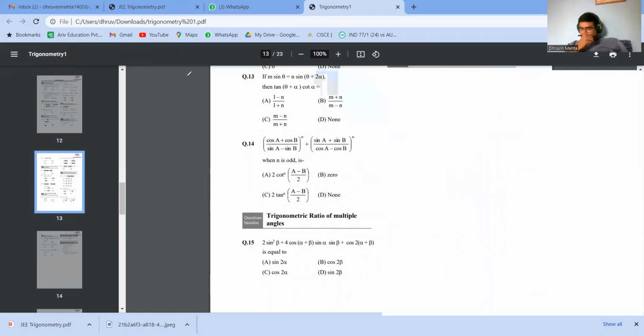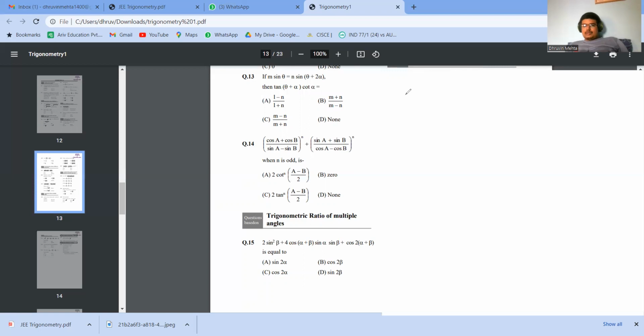So m sin theta is equal to n sin of theta plus 2 alpha, and we have to find this tan of theta plus alpha into cot alpha, and these are the options that we have. So tell me, what do you think, Trisha, Muskan, Arush? What do you think we should do? Sine theta is sine of proper formula. No, that doesn't work, Arush. M भी है यहाँ पे, and we are not supposed to find theta का value, so that formula doesn't work. And we have m and n.